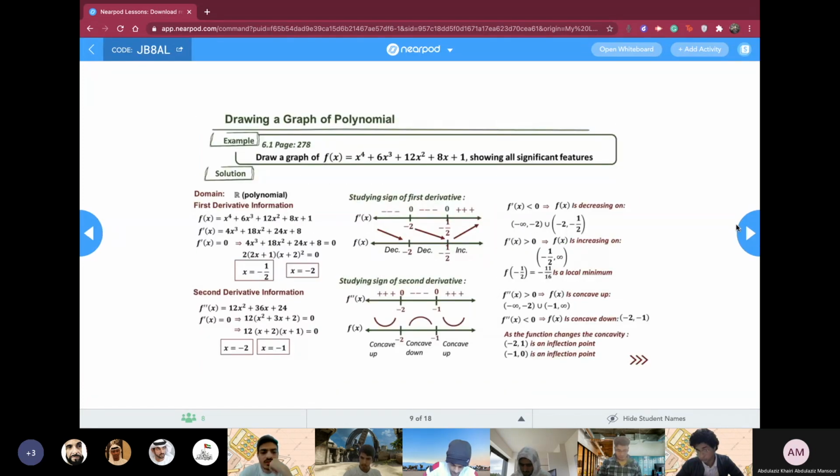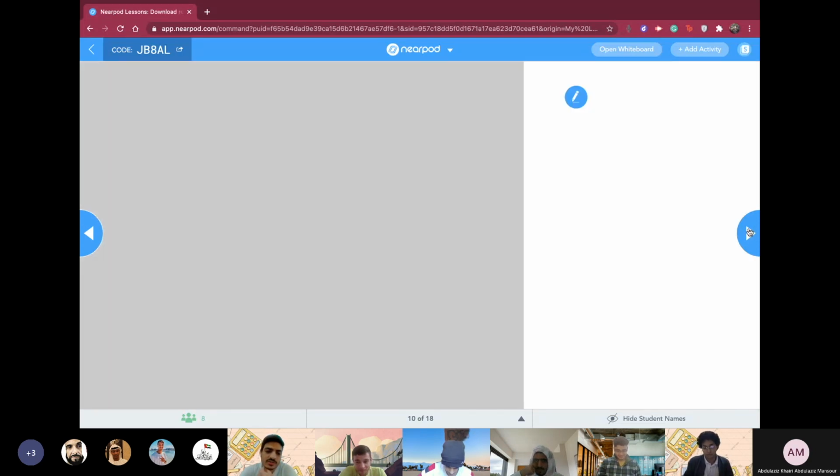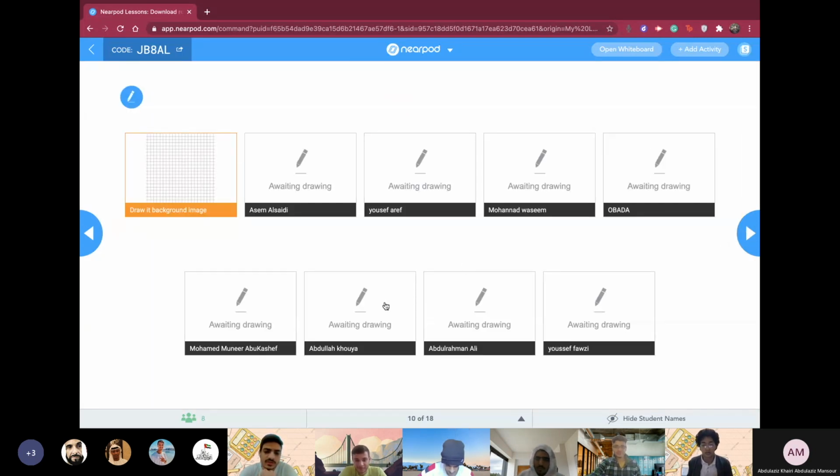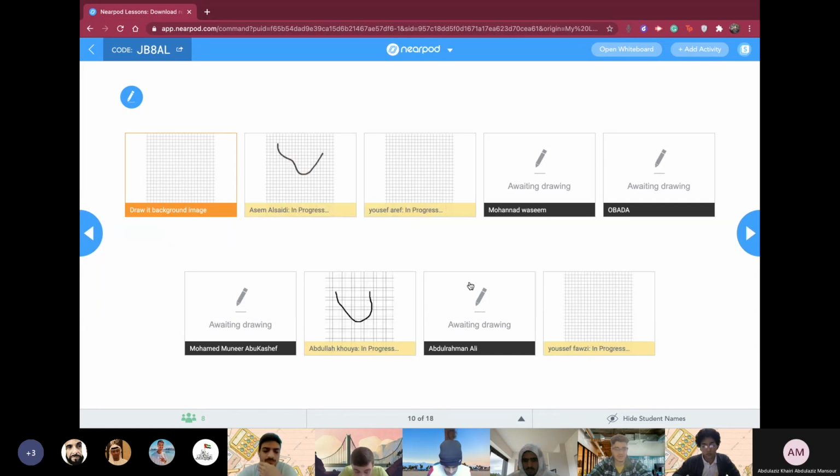Mohamad Wasim, can you read the example? Example: draw a graph of f of x equals x to the power 4 plus 6x cubed plus 12x squared plus 8x plus 1, showing all significant features. Okay, nice. Now predict the general shape of the function. So here's another activity. All you have to do is draw a general shape of the graph.